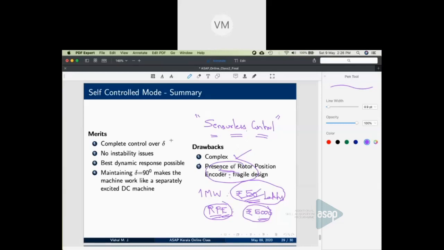And coming to the merits, you have complete control over delta; if you want it to be 90 degrees, you can operate it at 90. No instability issues. Omega S and omega R are the same, even during transients as well as during steady state. Best dynamic response possible. You have your Tmax because delta is 90 degrees. And as it is 90 degrees, it makes the machine work like a DC machine. If any machine can work like a separately excited DC machine, that is the best you can get from that machine. So self-control mode makes a synchronous motor work like an AC/DC machine.